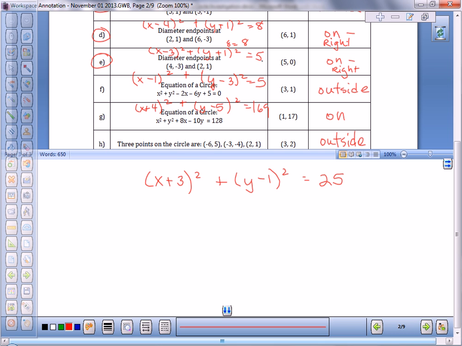Yes, ma'am. For the diameter endpoints and the points on the circle, I graphed them. I graphed the diameter and then drew the circle, and then I did the point and saw where it was. So you did it all graphically? Yeah. Okay. Do you know how to do it algebraically? Yeah. Can you do it? Okay. As long as you can show both, you're good.